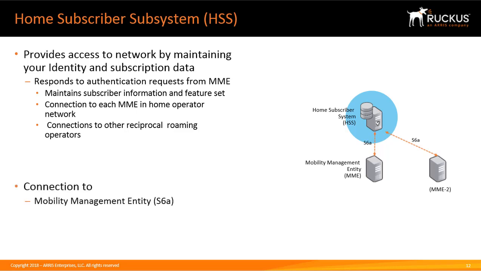This component of the EPC remains in the MNO's network and has connections to each MME the provider owns. It can also have additional connections to other reciprocal MNOs, providing authorization if any of their subscribers connect outside their home network. Authentication of user equipment is identified within the EPC by their International Mobile Subscriber Identity, abbreviated IMSI number. This value is presented to the HSS for authentication.